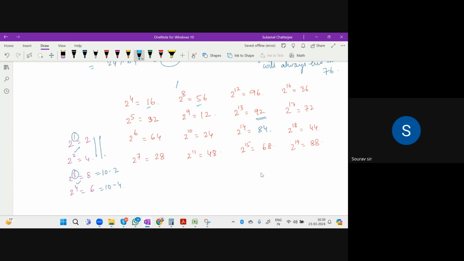So what are the numbers that we have? 1, 5, 9, 3. Then 3, 1, 9, 7. Then 6, 2, 8, 4. Then 2, 4, 6, 8. Any logic that you are able to figure out?